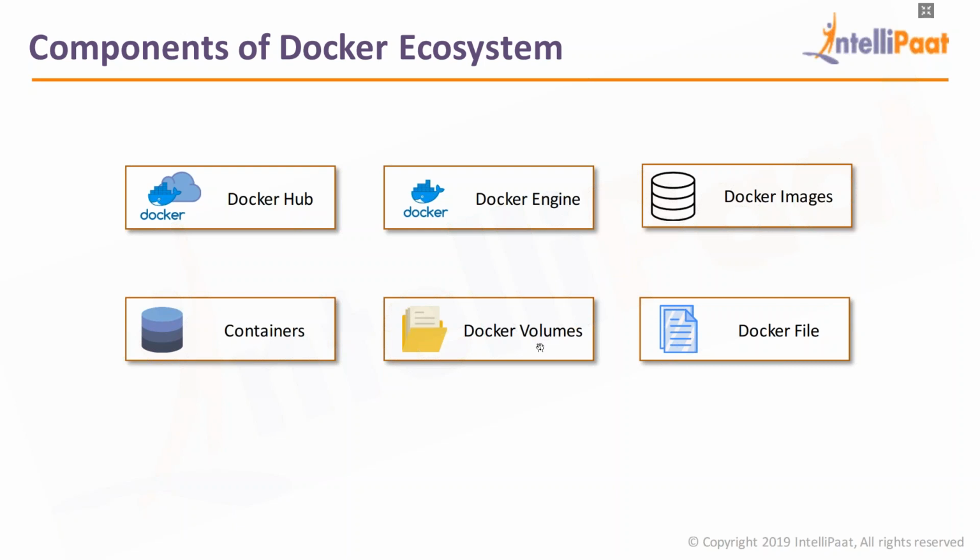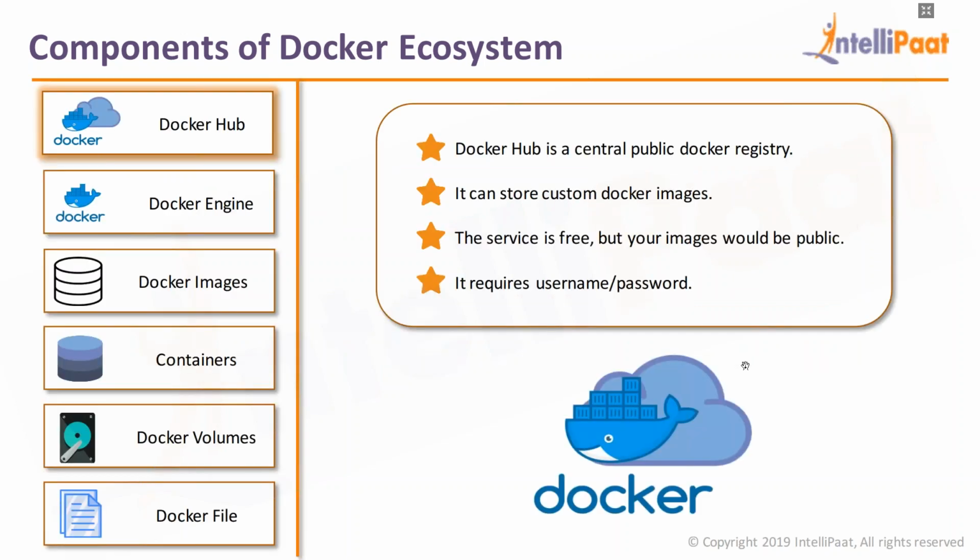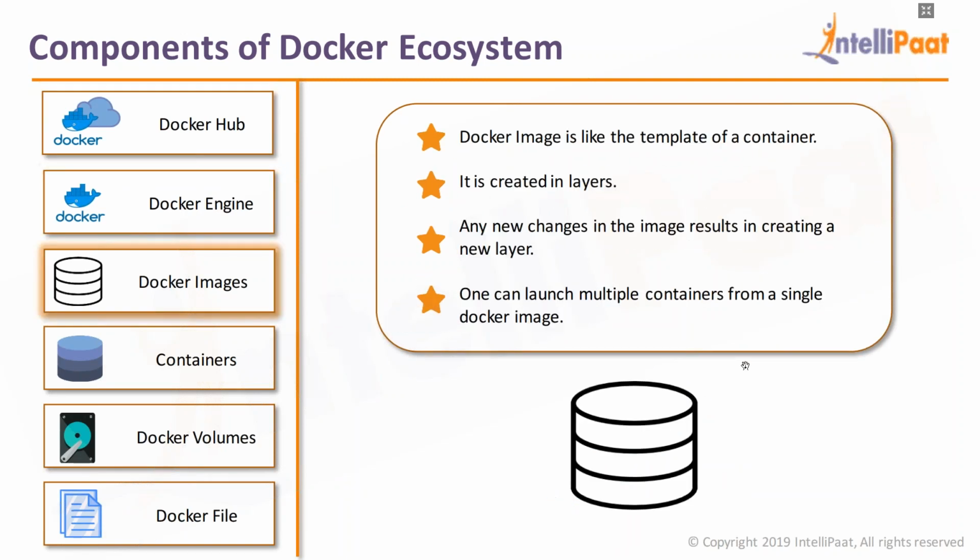Then you have the Docker volume. I will talk about Docker volume later. As of now, you can think that if you want to share any data between your container and the host operating system, which is Ubuntu in this case, we use a Docker volume. Then we have the Dockerfile. If you want to create your own Docker image, the Dockerfile is something we should explore. I will talk about these things one by one later on.